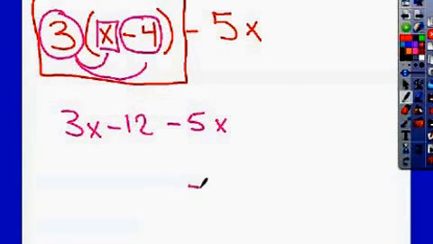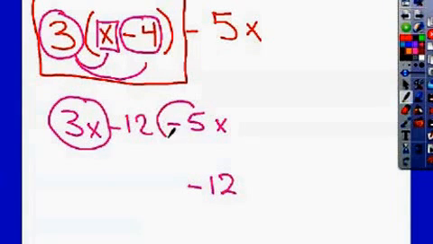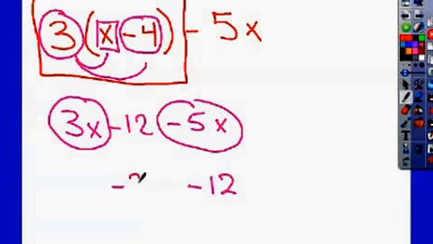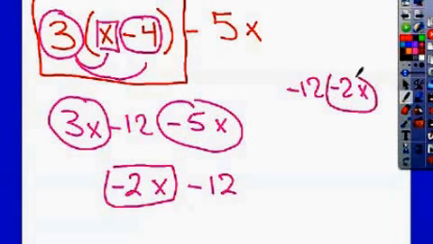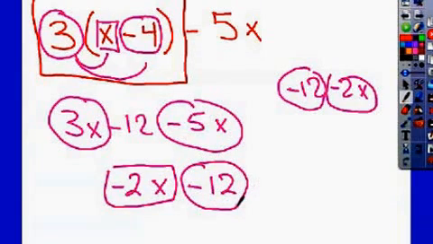Negative 12, of course, is going to be by itself because it can't go with anything else. So we've got 3x and negative 5x, which is going to be negative 2x. And again, it doesn't matter the order that you put these things in, as long as if you boxed off your entire answer, your negatives and positives would be the same no matter how you wrote it. So if you wrote it like this, it's the same thing because we've got negative 2x, negative 2x, negative 12, negative 12.